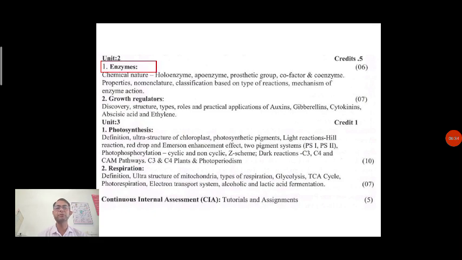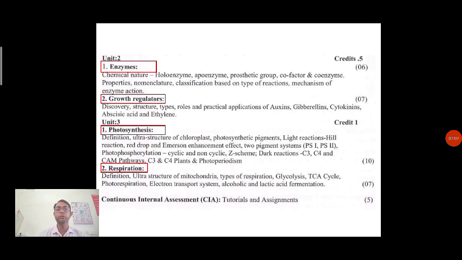Enzymes, as we know, carry out the internal metabolism of the cell through different combinations of enzymes, or we can say enzymatic reactions take place in the cell. Along with this, in unit number 2 we are going to discuss the growth regulators. The growth regulators play an important role in the growth of plants, or we can say growth of cells. So we are also going to discuss growth regulators in unit number 2.